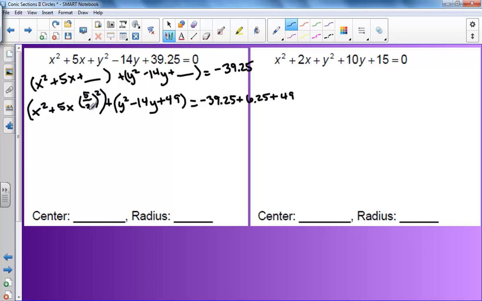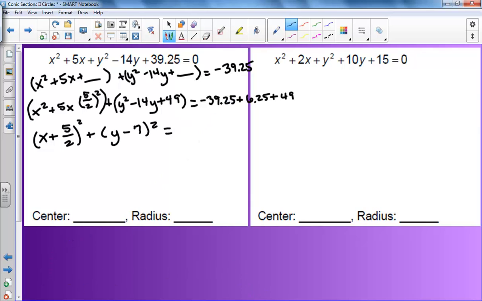Alright, now there's a shortcut here, and this is why I went ahead and did this. When you do your factoring, b over 2 will always be what goes in your factors. So when you factor this, it will be x plus 5 over 2 squared, and y minus 7 squared here. So if you can remember that little shortcut, it'll help you out a whole lot.